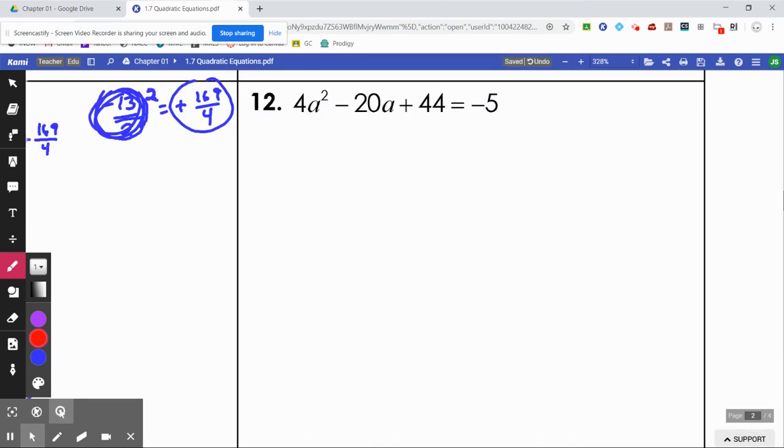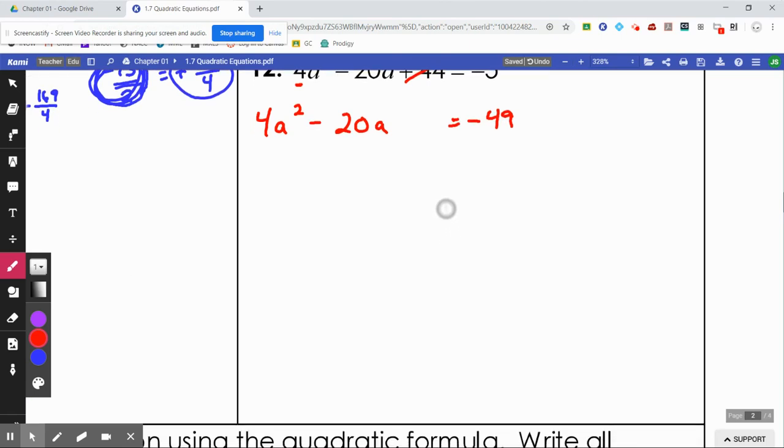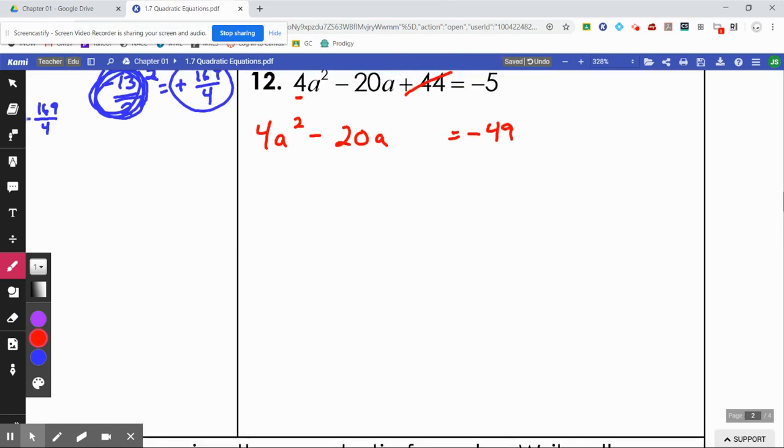Okay, number 12. See the number out front, which makes me pretty certain that we're going to have to factor on this one since we haven't yet. Let's move our plus 44 over. It gives me 4a squared minus 20a equals a negative 49. I think this one might be a pretty ugly problem because we're going to be dealing with some imaginaries here as well. Next step, again, if there's a number out front, it must be factored out. So we have a squared minus 5a left inside parentheses.